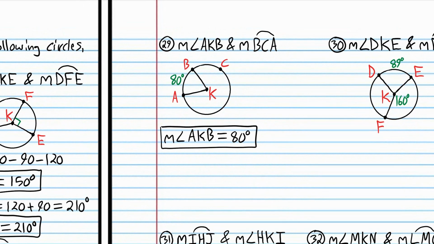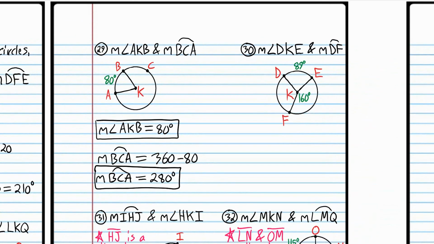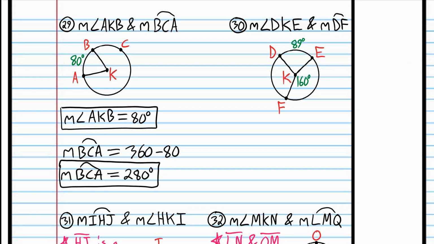Now we need the measure of arc BCA. So that's this arc here from B to A. We know the arc of the whole circle, as with every circle, is 360 degrees. So we just take 360 and subtract 80 degrees, and we get 280 degrees. So if you got those answers, good job. Go ahead and try number 30, and when you come back, we'll do it together.